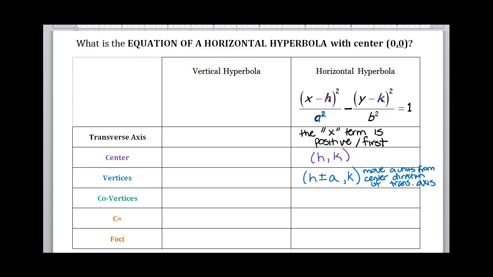Next, the co-vertices, again, are going to come from b, but again, b squared will always be the second denominator, and it doesn't have to be the smallest anymore. We are going to move the opposite direction of the transverse axis, so we'll leave h alone and take k and add and subtract b. Again, if I'm doing this from the graph, I'm going to move b units in the opposite direction.